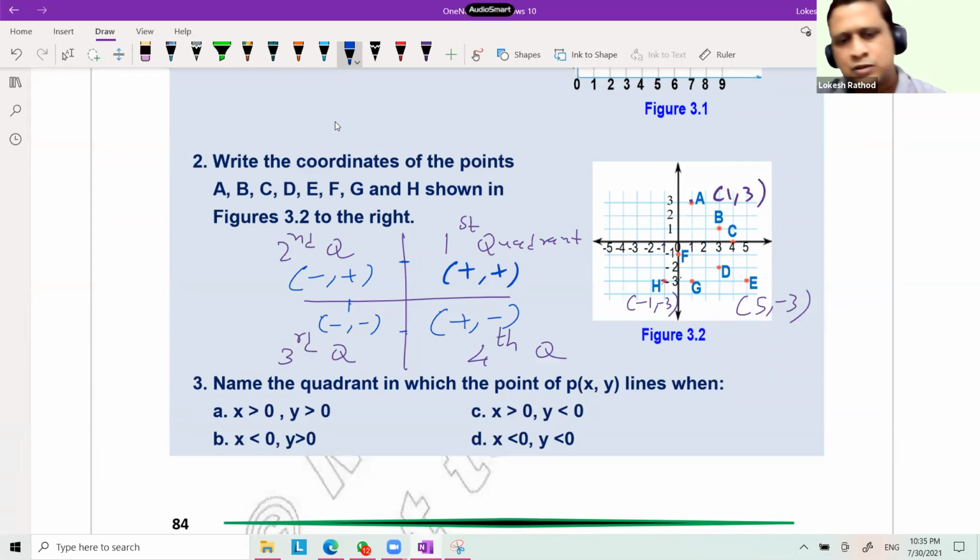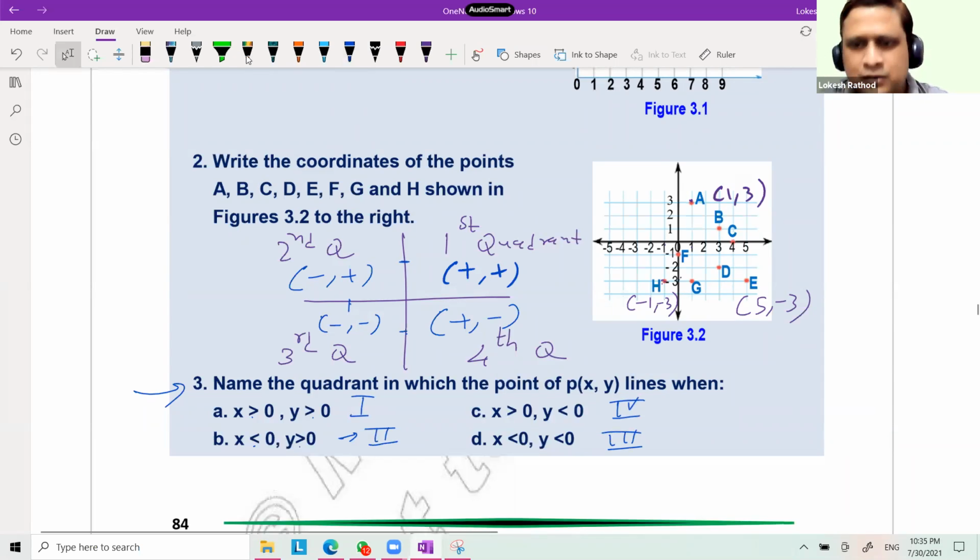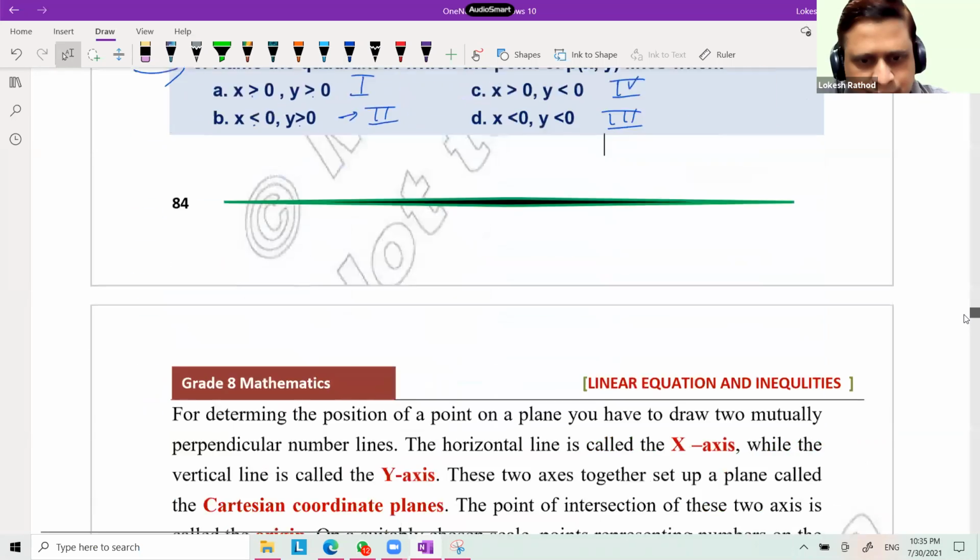So there is another observation. The third question is this only: name the quadrant in which the point lies. When x is positive and y is positive, it is the first. When x is negative and y is positive, that is the second. When x is positive and y is negative, that is the fourth. And when x is negative and y is negative, that is the third. So we can write this. Is this clear to you? Any doubt in this?